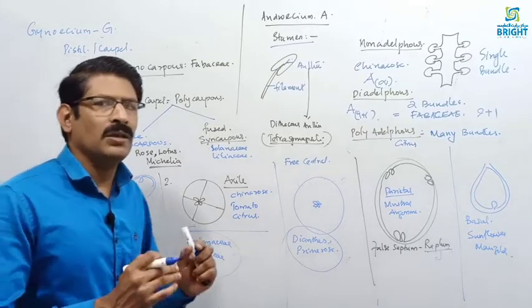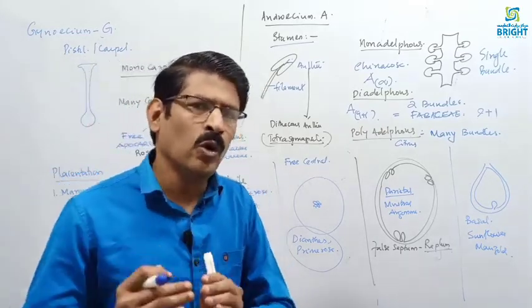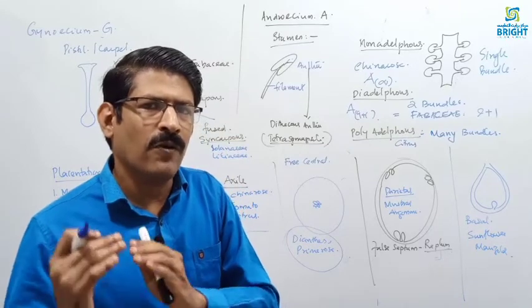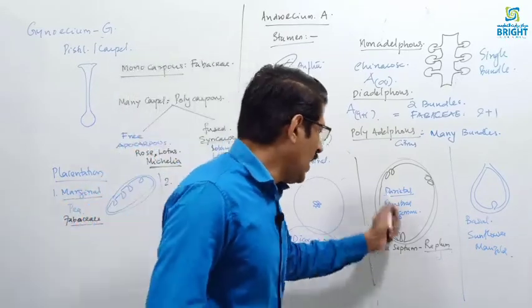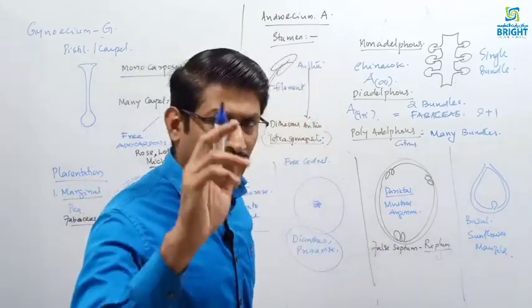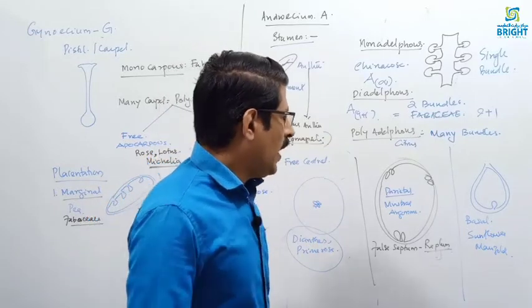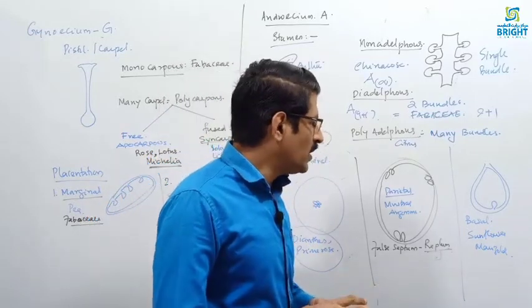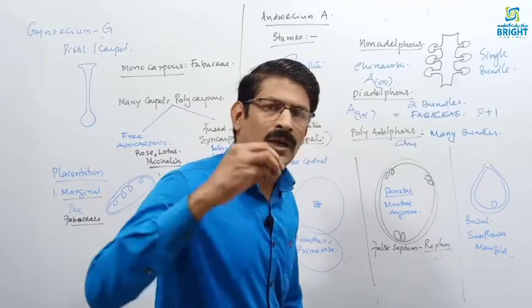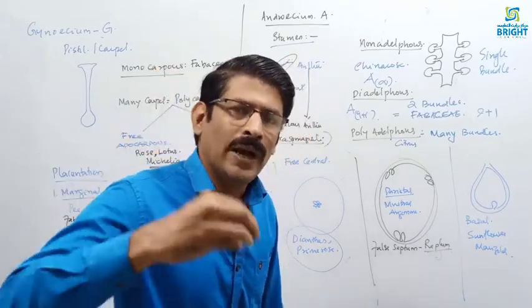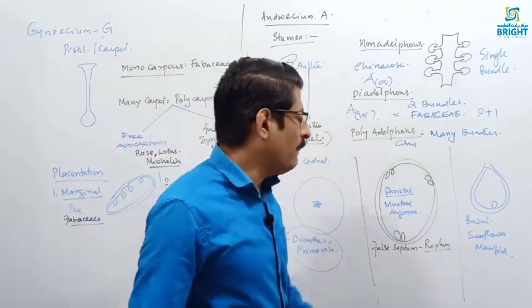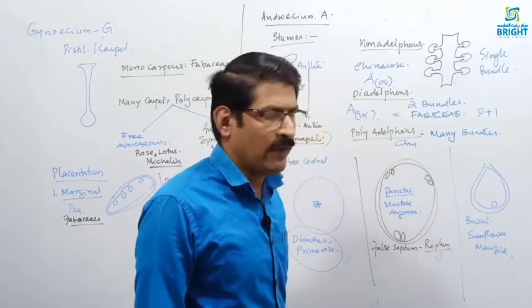it becomes double chambered due to the presence of a false septum called replum, and it is present in mustard and argemone. And when an ovary with a single ovule has it attached to the basal part, it is called basal, and the examples are sunflower and marigold.